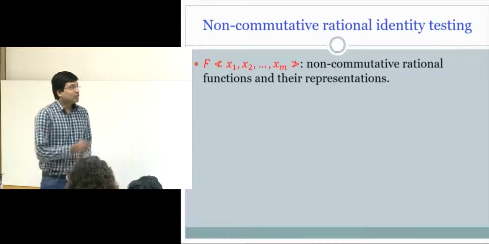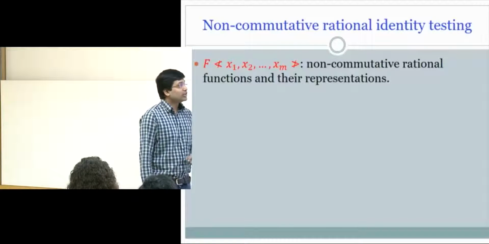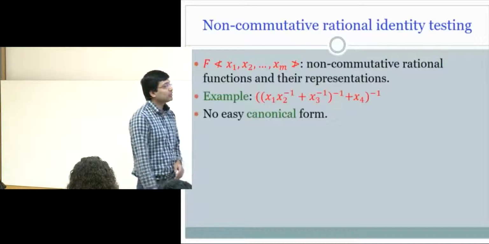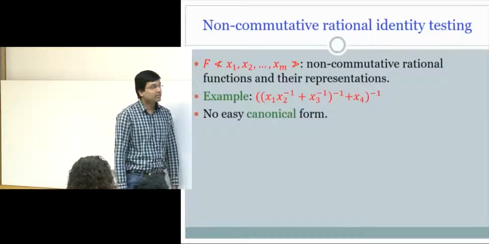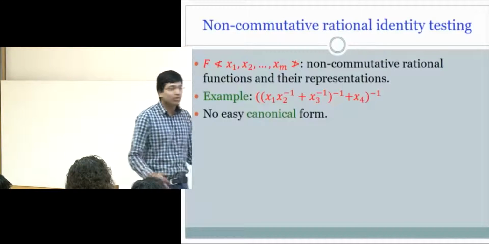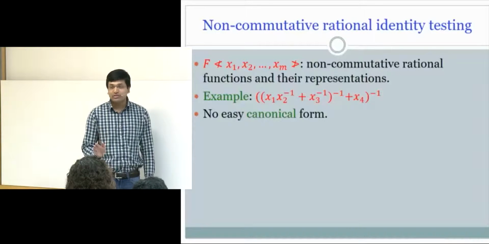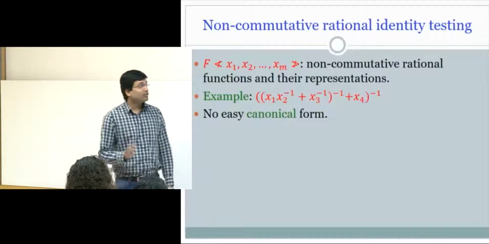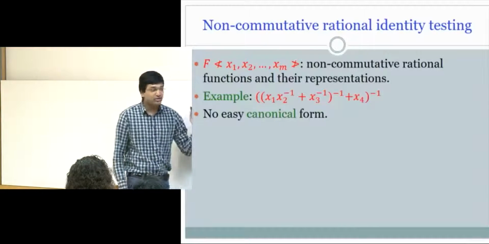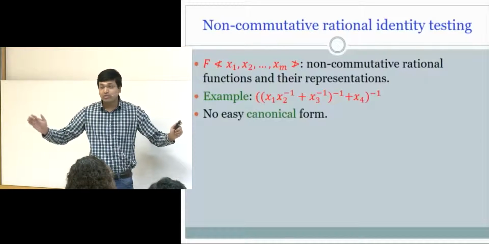In non-commutative rational identity testing, the objects of study are non-commutative rational functions and their representations. A non-commutative rational function may look like this: x1, x2 inverse plus x3 inverse, whole inverse, plus x4, whole inverse. There's no easy canonical form for these rational functions. Unlike in the commutative case, you cannot just write this expression as a ratio of two polynomials, because these variables are non-commuting. In general, there could be an unbounded number of nested inversions.